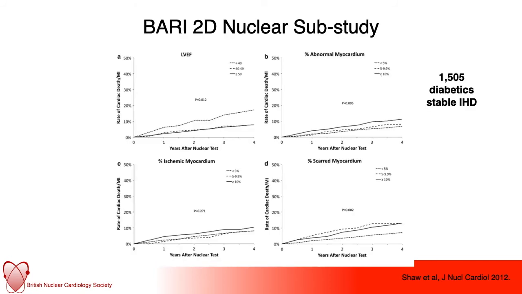Now, I think we'll all be familiar with the original BARI 2D study from 2009, which was overall a negative study in type 2 diabetics with stable ischemic heart disease who were randomized either to revascularization or optimal medical therapy and followed up for 5.3 years. But looking at the nuclear sub-study of the 1,505 patients who underwent myocardial perfusion scintigraphy, what you can see is that some of the MPS parameters are key to prognostication in these patients. And you can see here the left ventricular ejection fraction, percentage of abnormal myocardium, indeed percentage of scarred myocardium did carry a significant degree of risk in terms of the rates of cardiac death and myocardial infarction over that follow-up period.